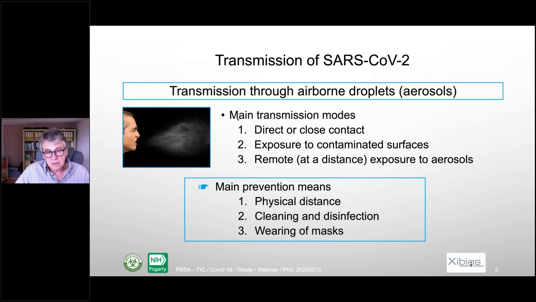So in relation to this, the main prevention means are first physical distance. We should stay at some distance from the people around us as much as possible. The second one, with respect to risk from exposure to contaminated surfaces, is cleaning and disinfection of surfaces, but also washing hands with soap, which is very important. And then the third measure is the wearing of masks. And that was the topic of the other webinar.